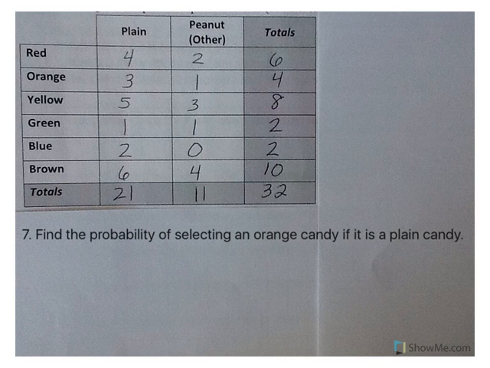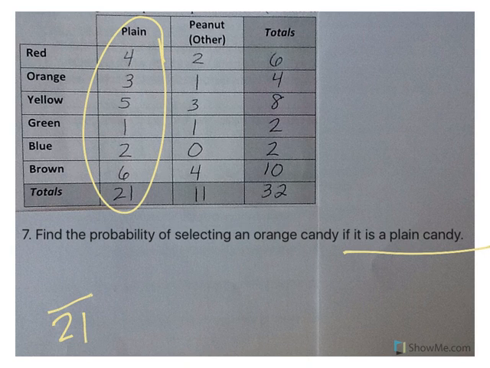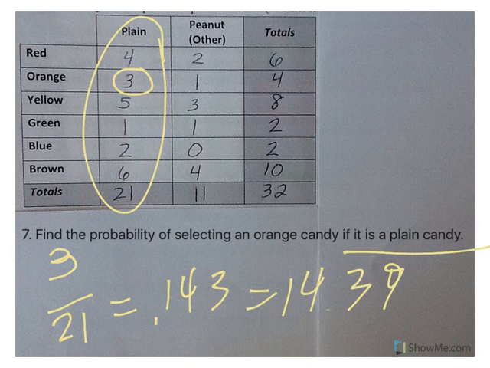Find the probability of selecting an orange candy if it is plain. So again, we're only dealing with plains. So my denominator is 21, and there are 3 oranges. So 3 out of 21 is 0.143, 14.3%.